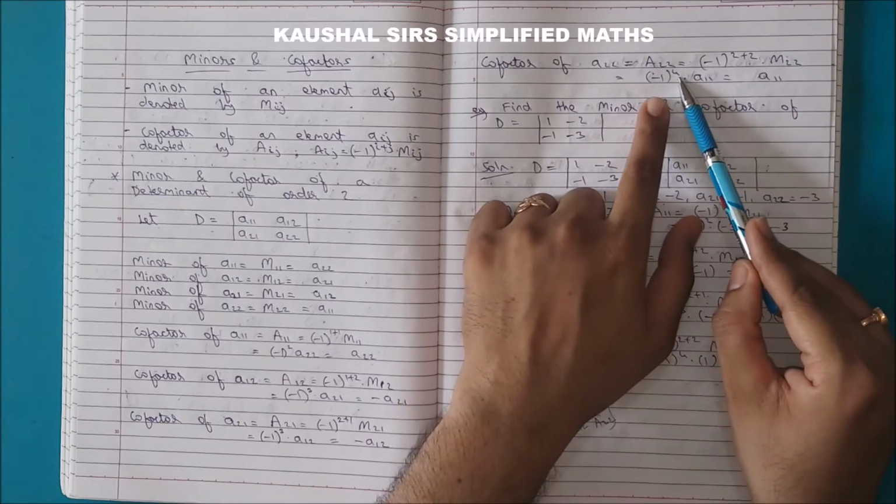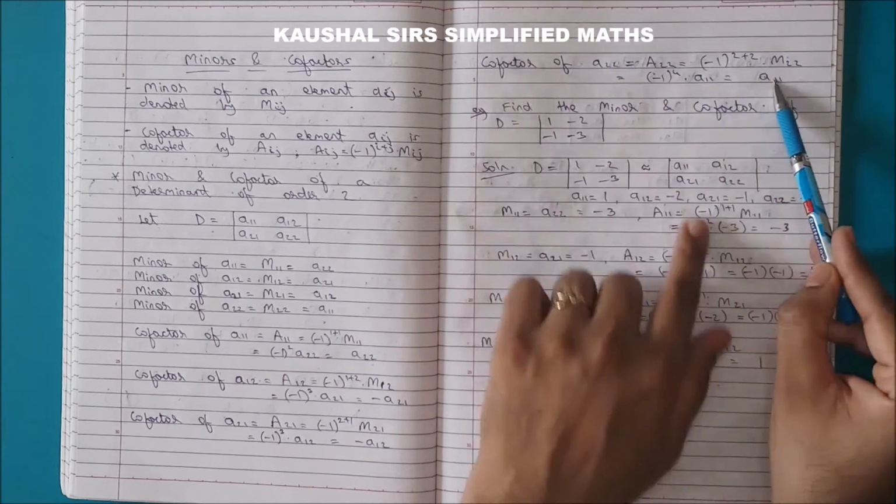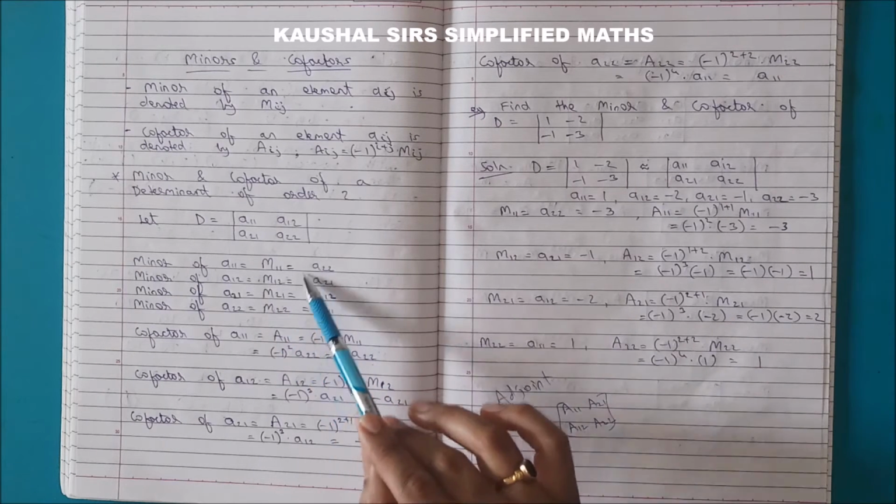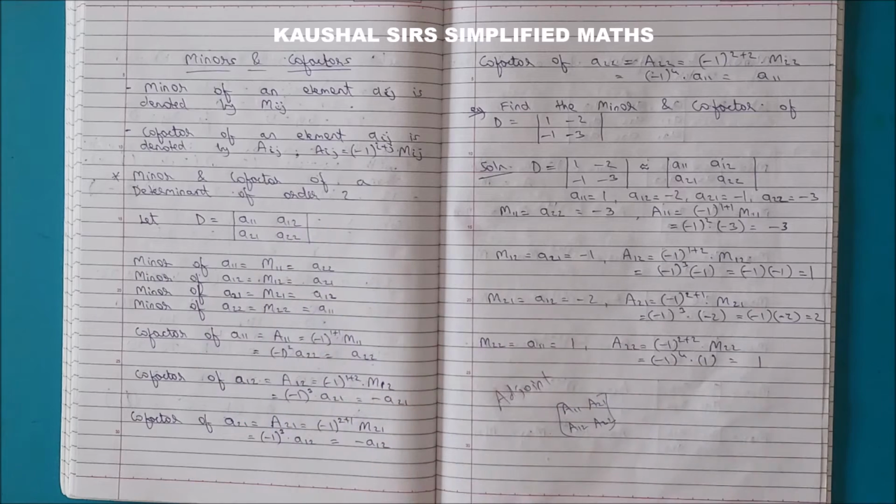So negative 1 raised to the power 4 is plus 1. So your answer is A11. So this is the procedure to find the minors and cofactors of a 2 by 2 determinant.